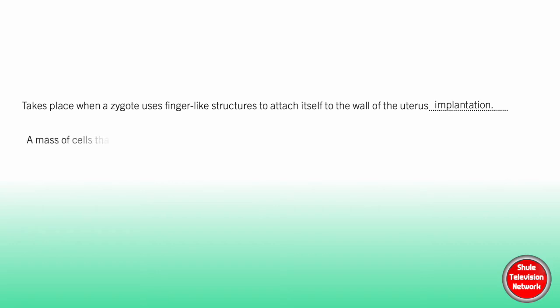The process that takes place when a zygote uses finger-like structures to attach itself to the wall of the uterus is known as dash. Implantation. A mass of cells that develops after implantation is known as dash. Embryo.